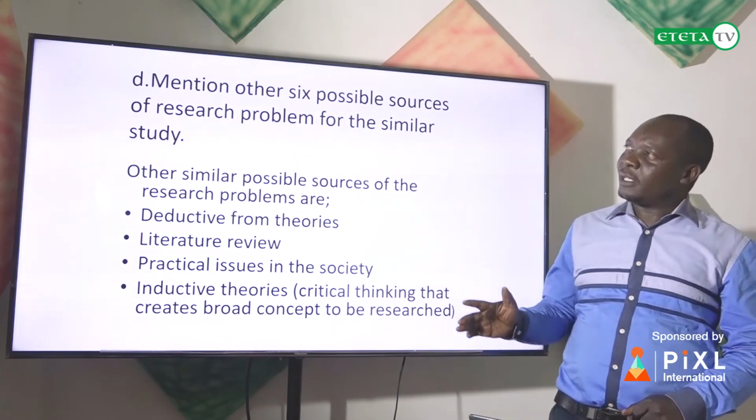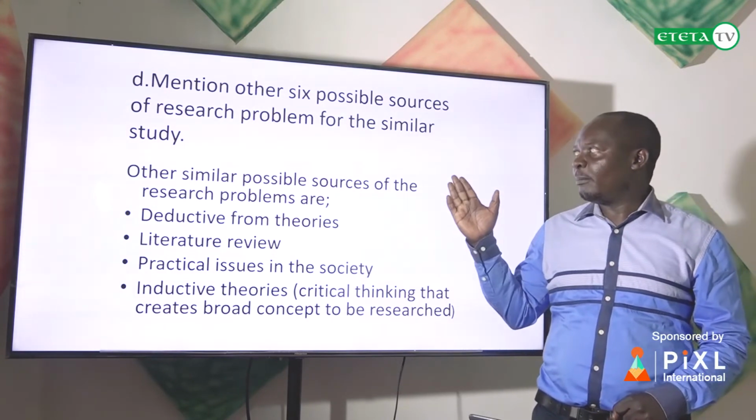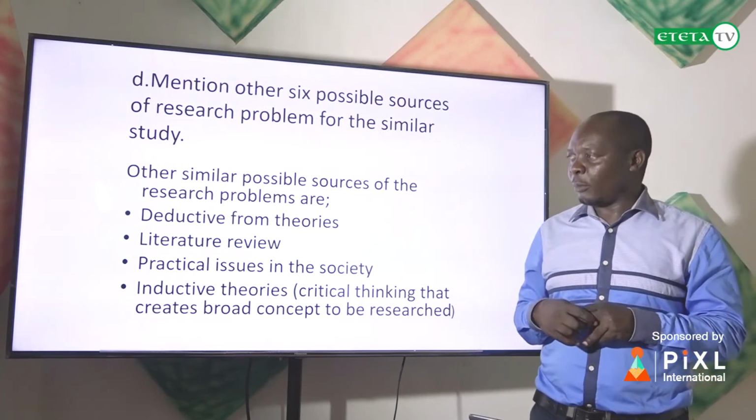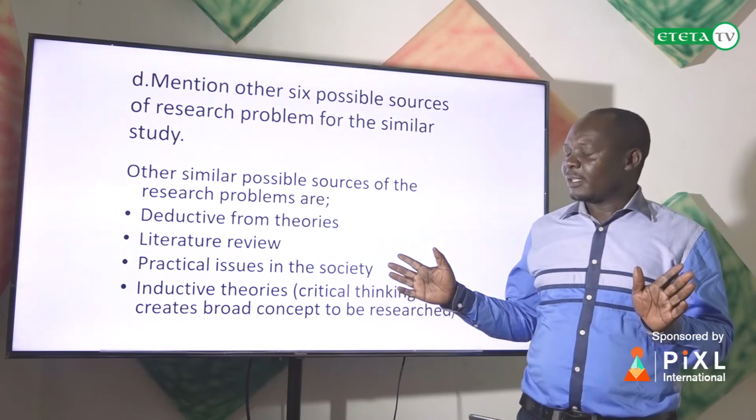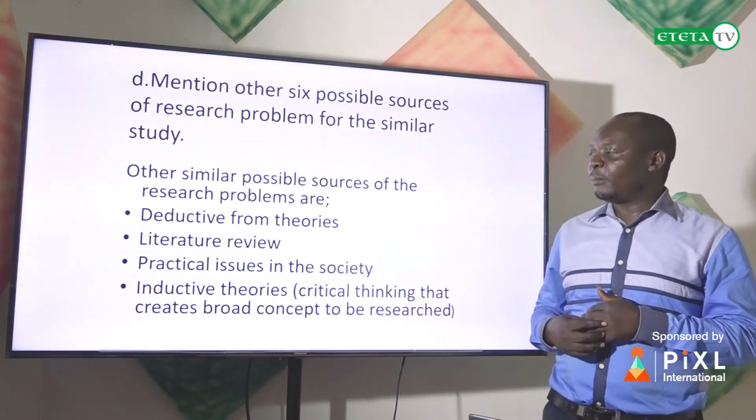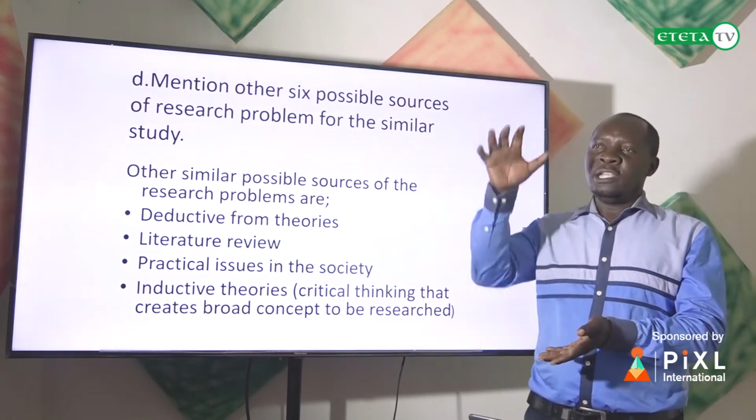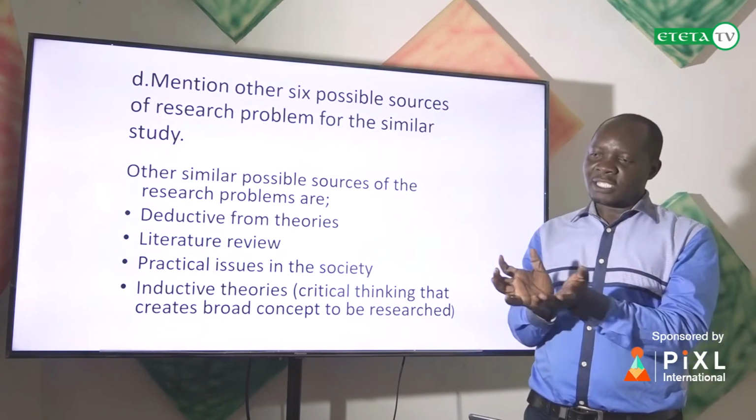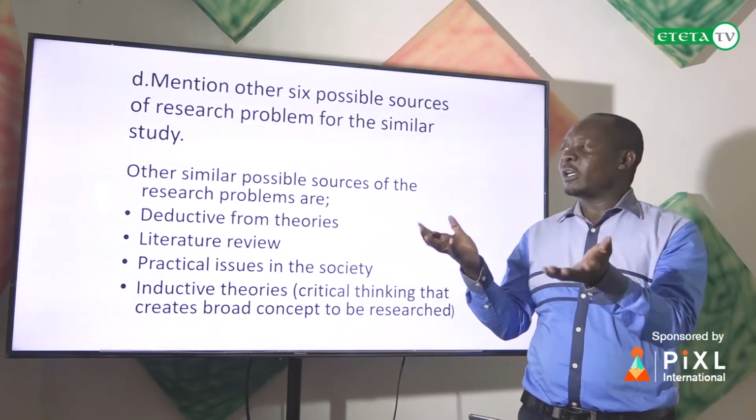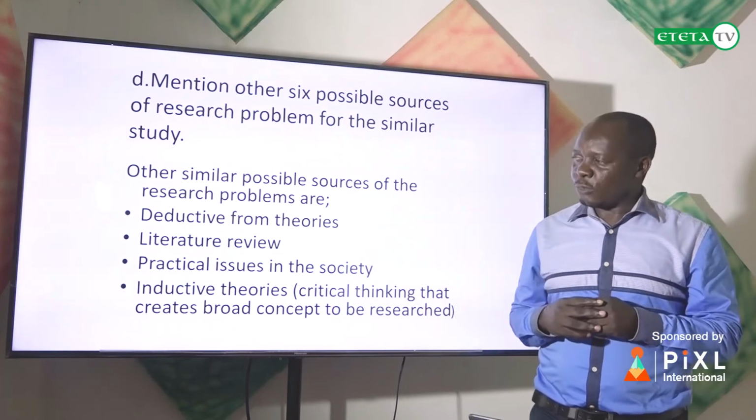Part D of the question: mention other 6 possible sources of research problems for a similar study. Other 6 sources of research problems. So these other sources of research problems can be, number 1, deduction from theories. That means you have a theory, you reduce that theory, then you get a specific topic, and you can conduct a study from that. So deduction from theory is the first source.